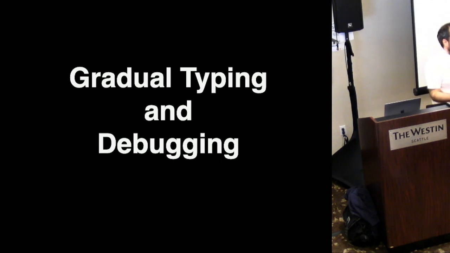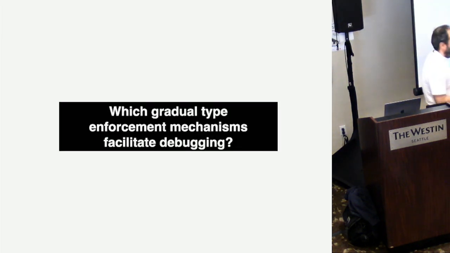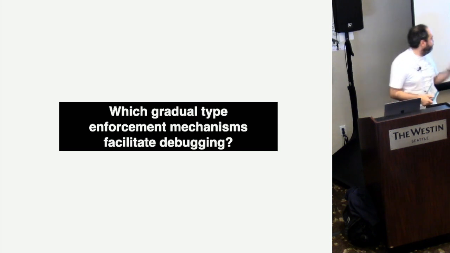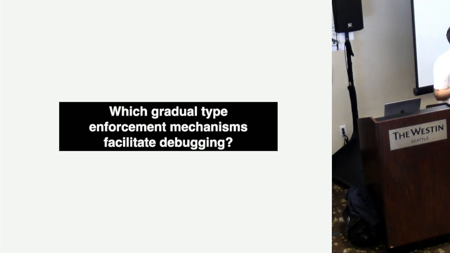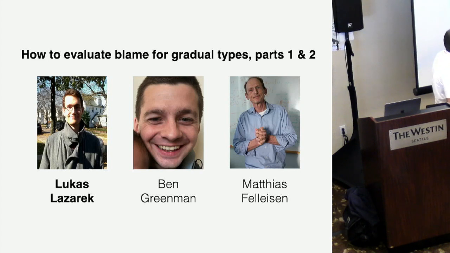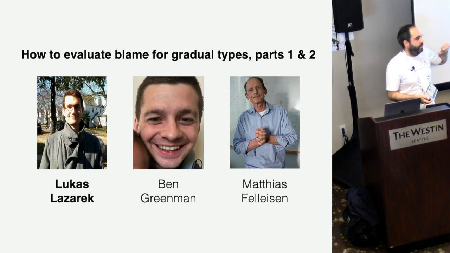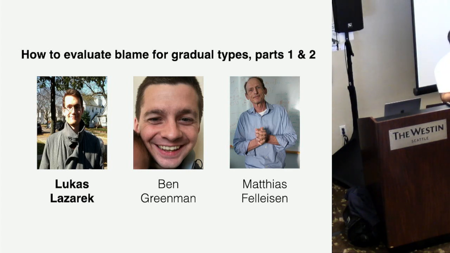I'm going to make all of these things that I just said concrete, and I'm going to talk about the running question, about gradual typing and debugging, and in particular, which gradual type enforcement mechanisms help us with debugging. Okay? I'm going to open a parenthesis. By the way, before I get to the parenthesis, this is work that I have been doing with my student, Lukas Lazarek, in collaboration with Ben Greenman and Matthias Felleisen. It's a work in two parts, and Lukas presented the second part of that work at ICFP earlier this year, in case some of you were there. I'm going to try to keep the overlap minimal, just to keep this talk self-contained. Lukas focused on the results and the data. I'm going to focus on the process.